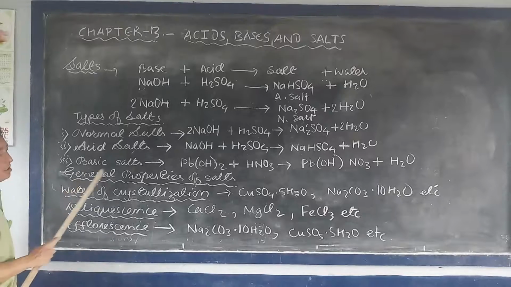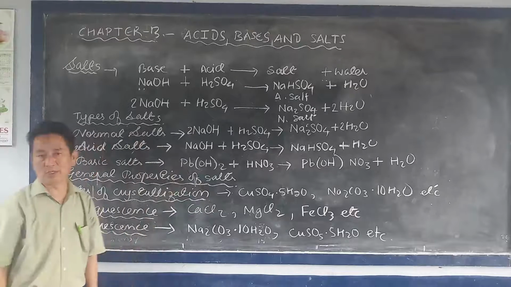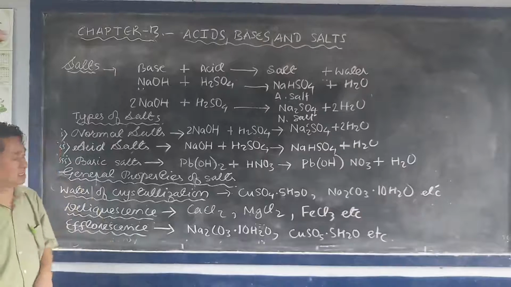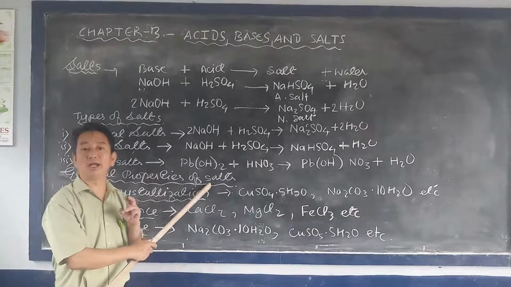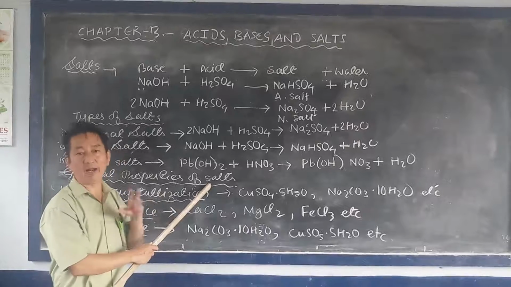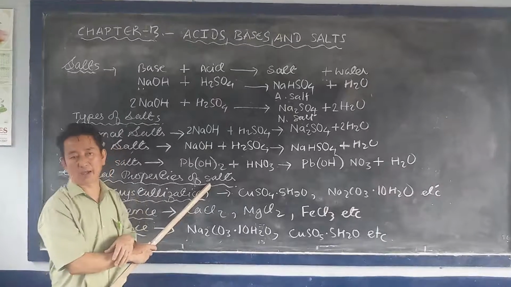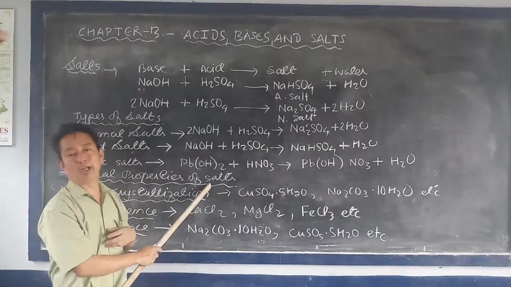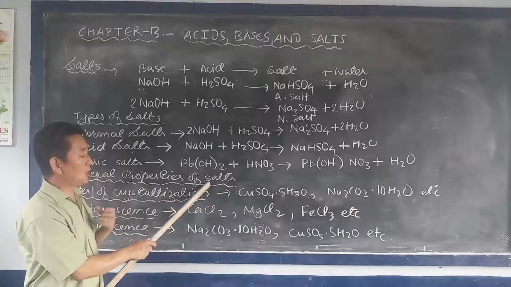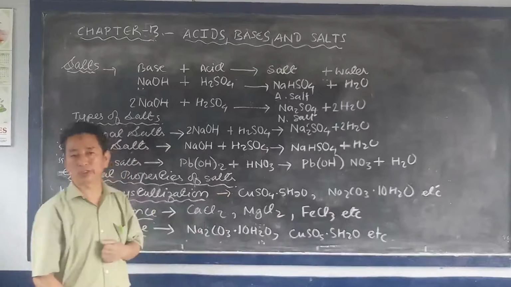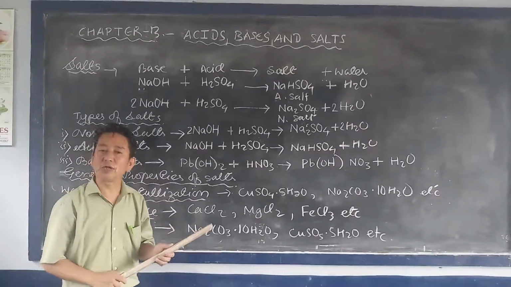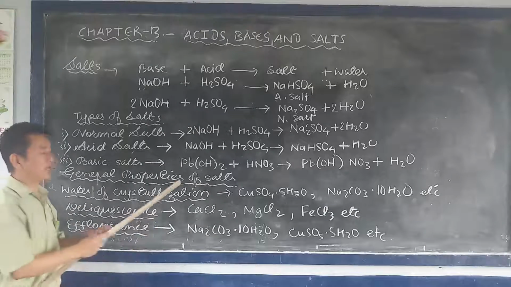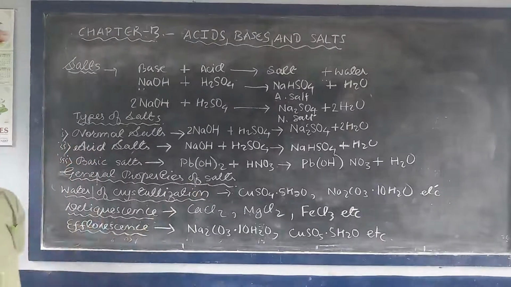Now next, general properties of salt. Salts are generally non-volatile substances. Salts are electrovalent or ionic compounds. They are made up of oppositely charged ions. They have high melting point, high boiling point, and high density. Salts are soluble in water. They are insoluble in organic solvent. Salts are good conductors of electricity when they are in aqueous solution or molten state.